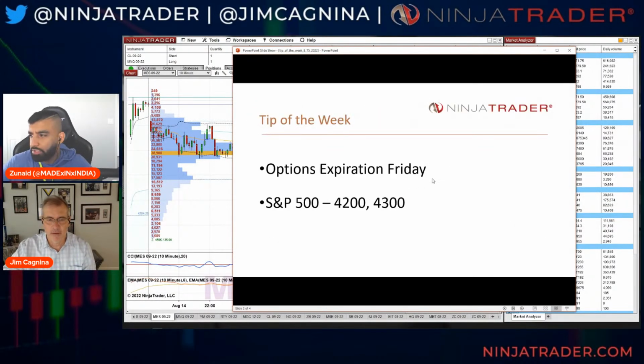All right. So remember, third Friday of the month, options expiration. You have S&P between two key levels, 4,200 and 4,300. Keep that in mind as we get closer and closer to the end of the week, which one of these we're closer to. And remember, there could be cluster activity around these numbers.